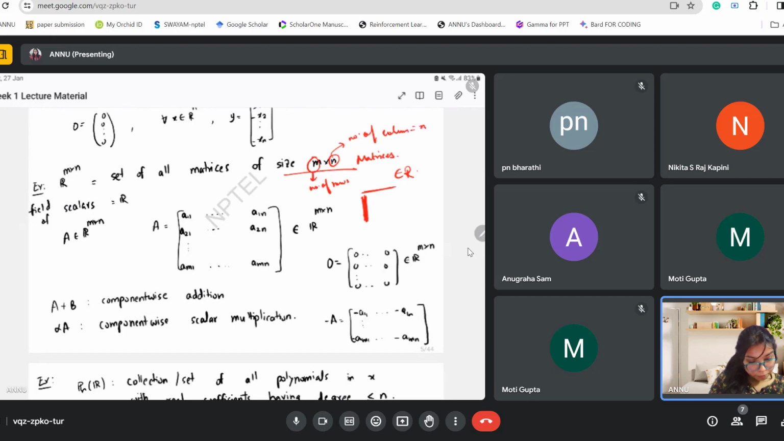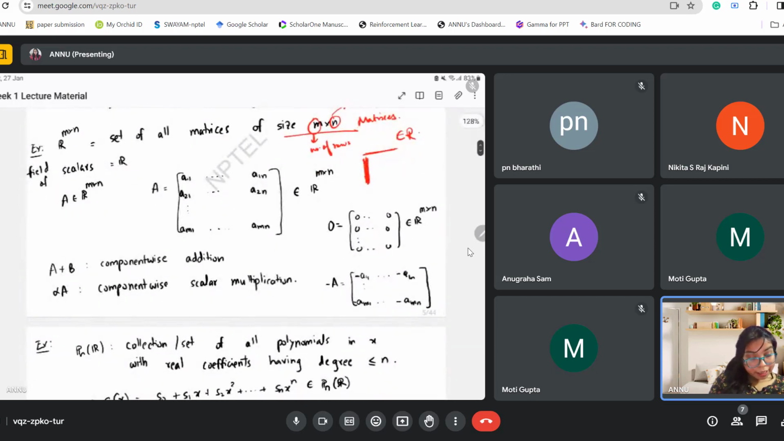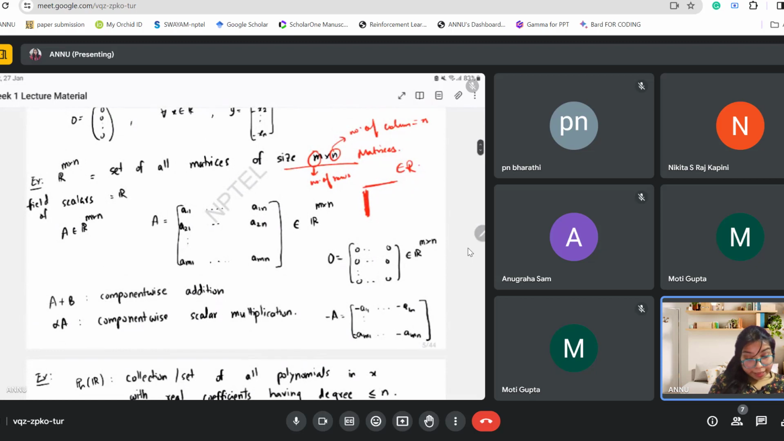Okay, so we have to find component wise addition. Now, since this is one of the elements, don't get confused that this will be an element. No, this particular matrix, one matrix, is one of the elements of this particular set. So this particular set is a set of all the matrices of size m cross n. Now this particular matrix A belongs to this particular set.